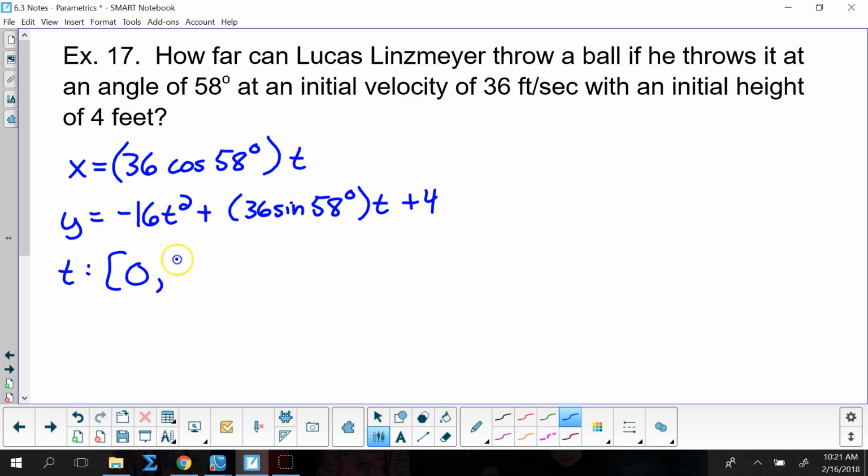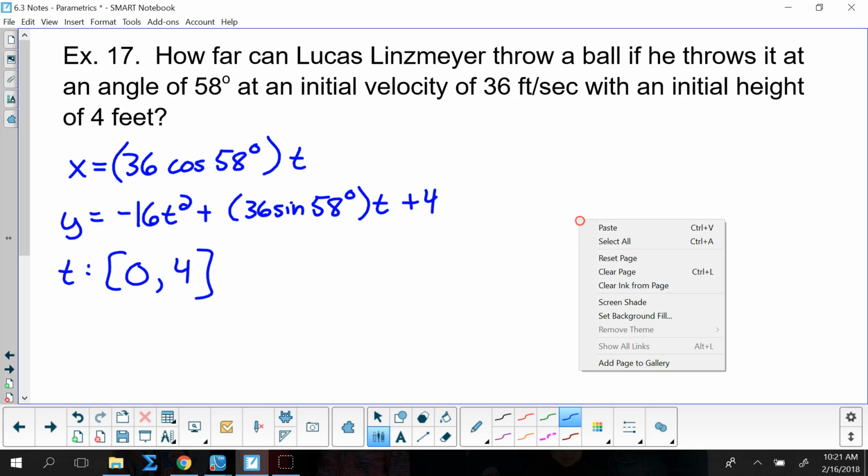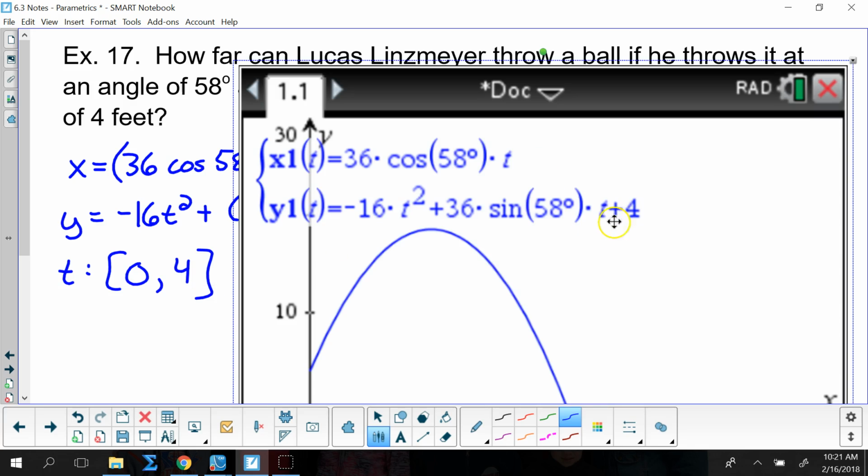Okay. As long as it goes past the x-axis and doesn't stop short. Because that'd be pretty impressive if you could throw a ball and just have it hover right there and stay right there. You know what I mean? Okay, so we got that. So when you graph it, you get this.